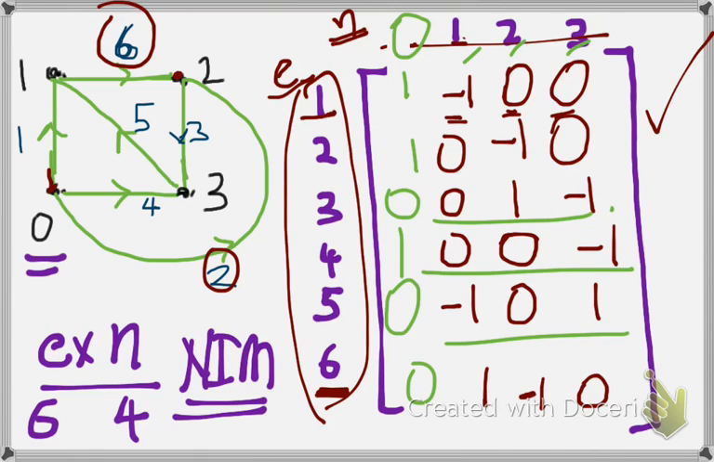So I hope all of you have understood how to draw the oriented graph from the node incidence matrix and how to construct the node incidence matrix from a given oriented graph, and what a bus incidence matrix is and stuff like that.